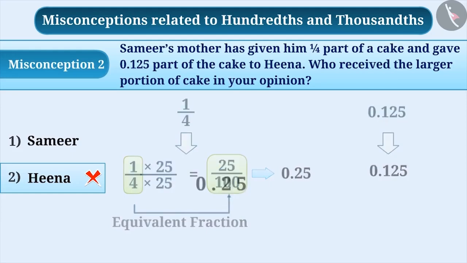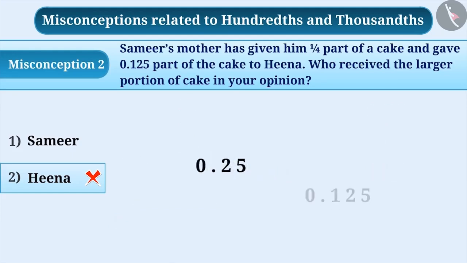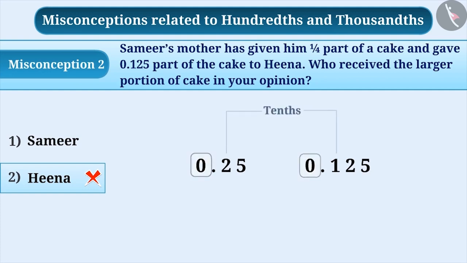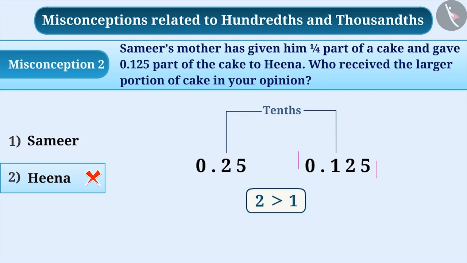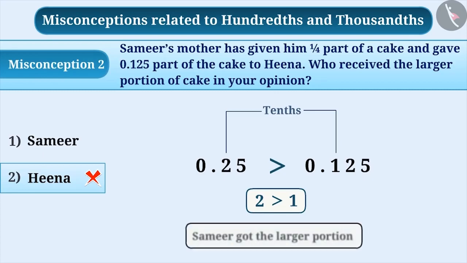Now, we will compare 0.25 and 0.125. Here, the whole part is equal in both numbers. So, we will compare the digits at tenths place. Since 2/10 is greater than 1/10, it is clear that 0.25 is greater than 0.125. Therefore, we can say that Samir has received a larger portion. So, option 1 is the correct answer.